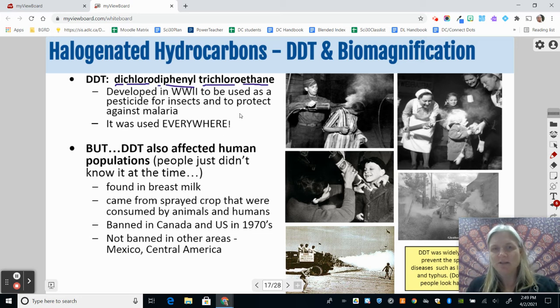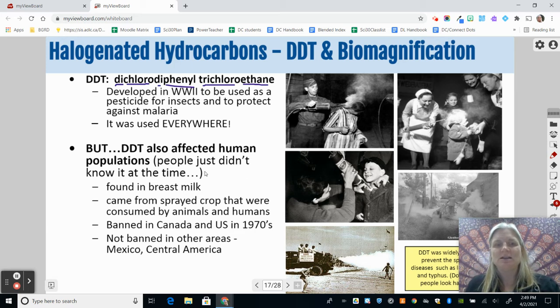This was actually developed in World War II to use as a pesticide to protect people from malaria. A lot of people were dying from malaria, typhus, and it also protected people from lice and other insect-borne diseases. Unfortunately, and you can see they're powdering up people like crazy. They're blowing it all over the beaches, and it's just all over. They're pouring and dumping it on kids' faces, down their coats. Anyway, unfortunately, they didn't know this at the time.